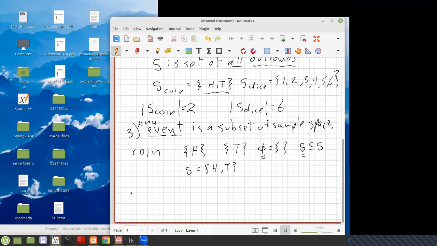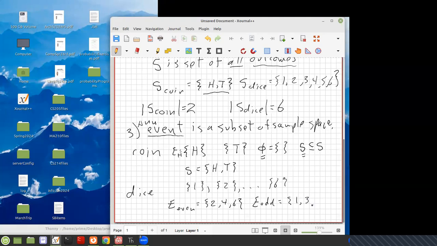Now, for a roll of a die, we of course have the individual ones, up through 6. But we also have other events. We could have the event even equal to the subset 2, 4, 6, and the event odd equal to the subset 1, 3, 5. Or I could have the event 1, 2, and 3, and the other event 2, 4, 6.